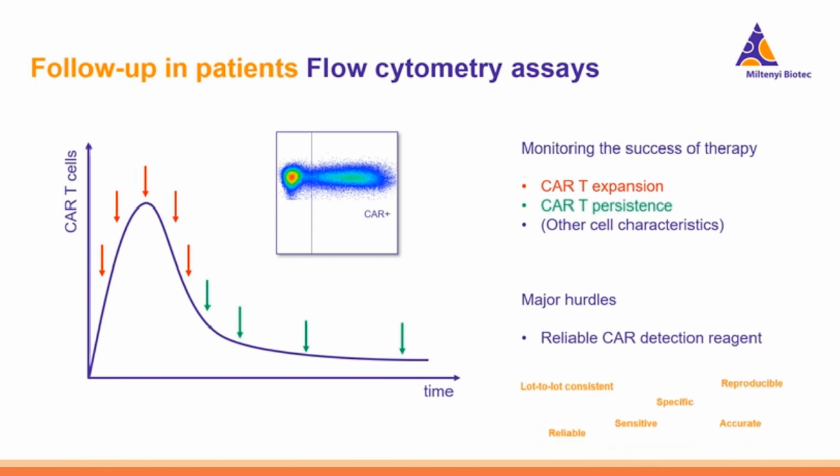You need a reagent that performs consistently from lot to lot, that is reliable and works with different CAR constructs, that is sensitive enough to detect small numbers of CAR T-cells in blood samples from different donors, that is specific and only gives you true positive events, that is accurate and gives you meaningful results in samples with different amounts of CAR T cells and in comparison with other reference methods, and you need a reagent that gives you reproducible results independent of the operator or location.